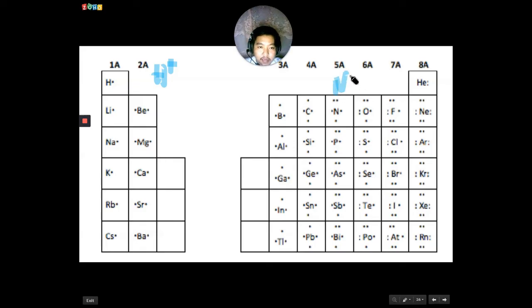N becomes N3 negative, or N minus 3, and all the rest of the elements in this part. Oxygen needs two because it has 1, 2, 3, 4, 5, 6. So this becomes O2 negative, the charge, because it will gain 2, along with sulfur, selenium, and so on and so forth. While fluorine will have, ignore this for now, so fluorine will have F negative.